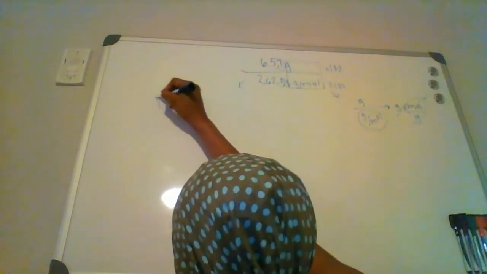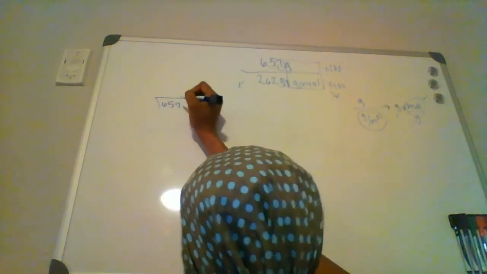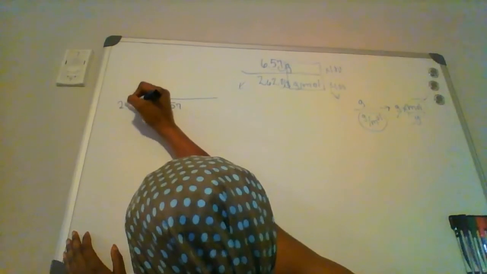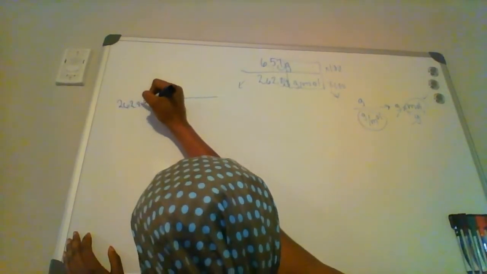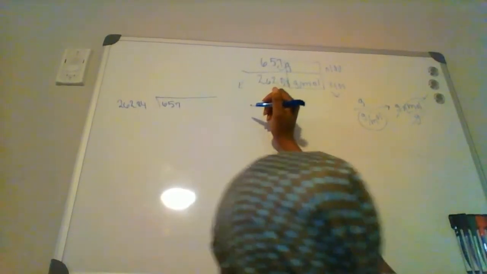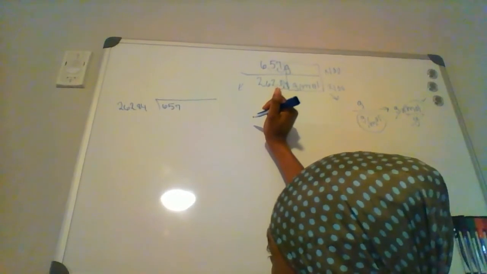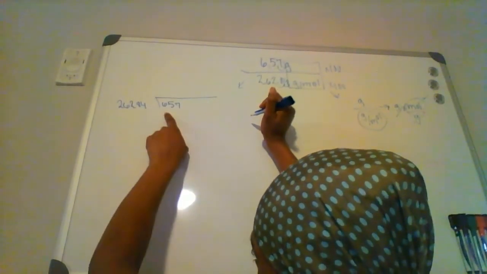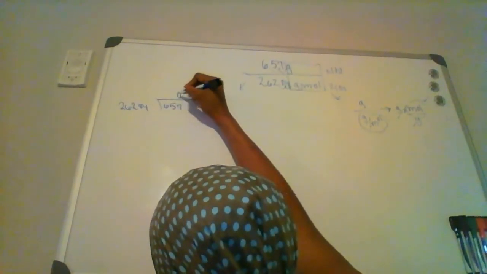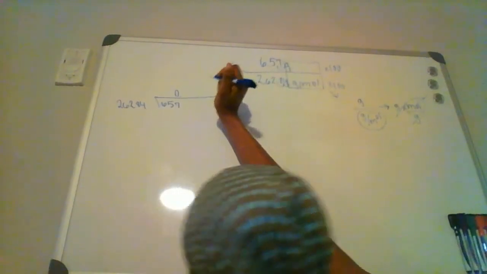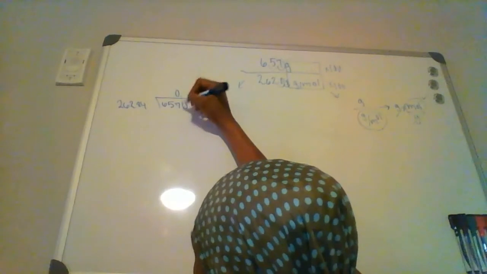So the dividend is 657, and the divisor is 26,284. All right, so how many times does 26,284 distribute evenly into 657? Well, we know that our answer is going to be 0. Insert a decimal point and add a 0 to the dividend.